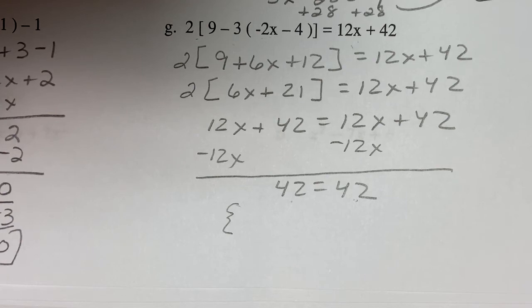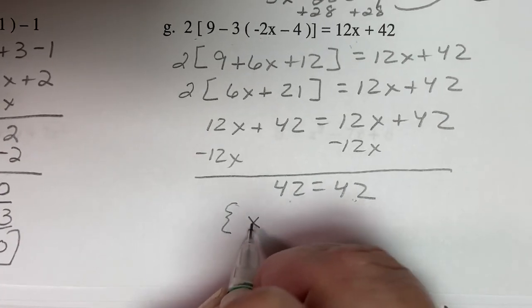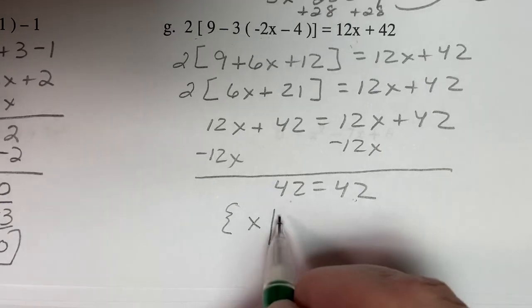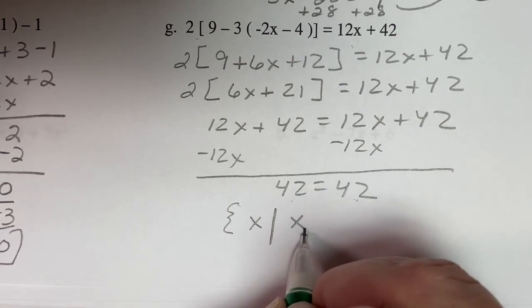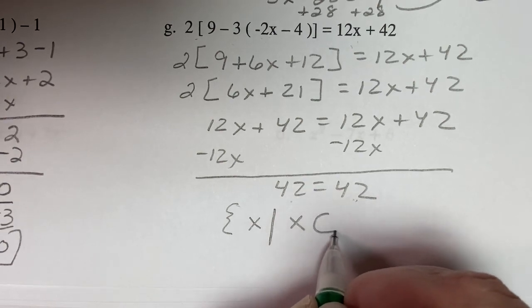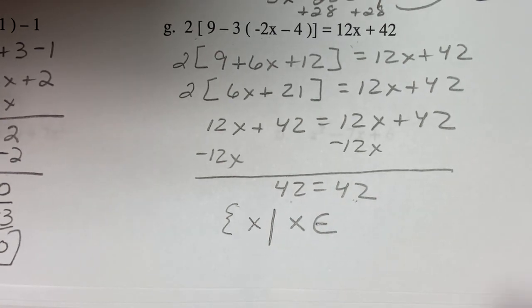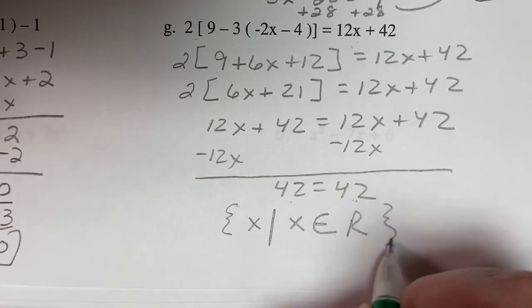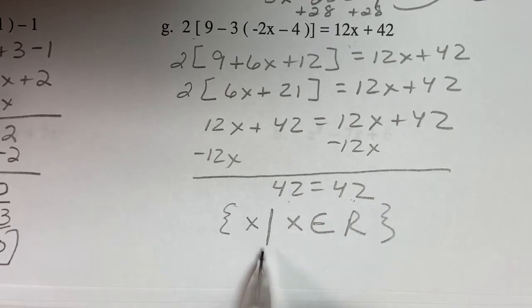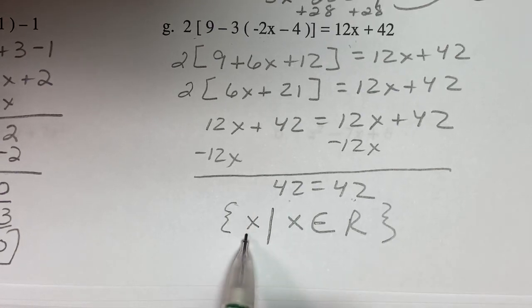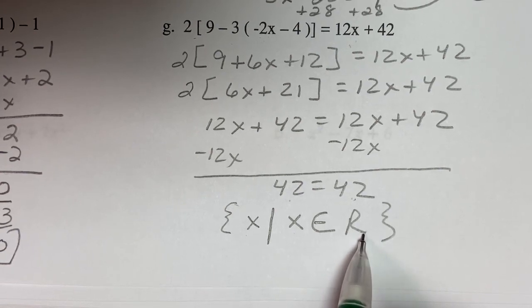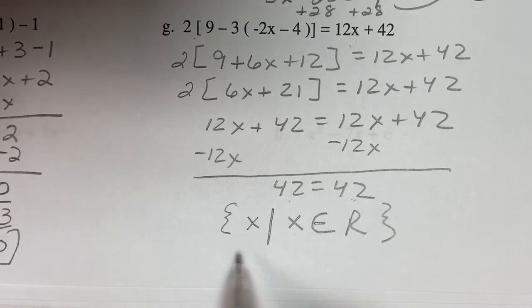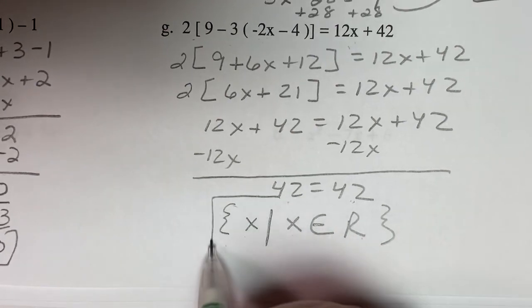It's the set, so it should be in set brackets, of all values of x, and then you write a little vertical line segment. In math, that is read such that x is in, this symbol, this means is an element of capital R, which is the real numbers. So what this says in math is these solutions are all x, such that x is an element of the real numbers. In other words, all real numbers. This is just a more mathematical way of putting it. So this is our solution for this problem.